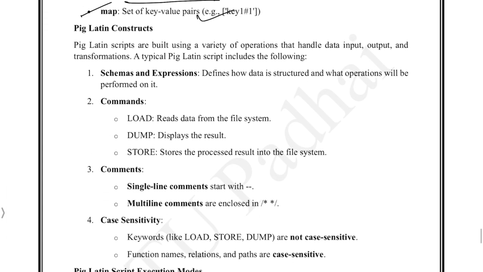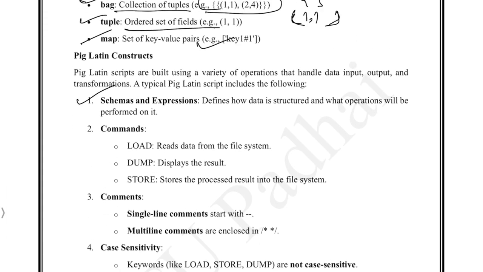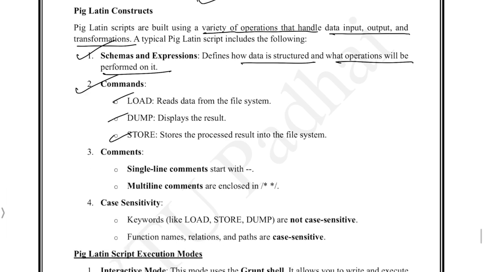Pig Latin constructs. First is schema and expressions. The Pig Latin constructs say how they are built, and they can perform a variety of operations that handle the user input, output, and transformation. First is schemas and expressions. Schemas and expressions mainly define how data is structured and how operations will be performed. Next are the commands: load, dump, and store. Load is nothing but you read the data from the file system. Dump is to display the result. Store is where you store the processed result back into the file system.